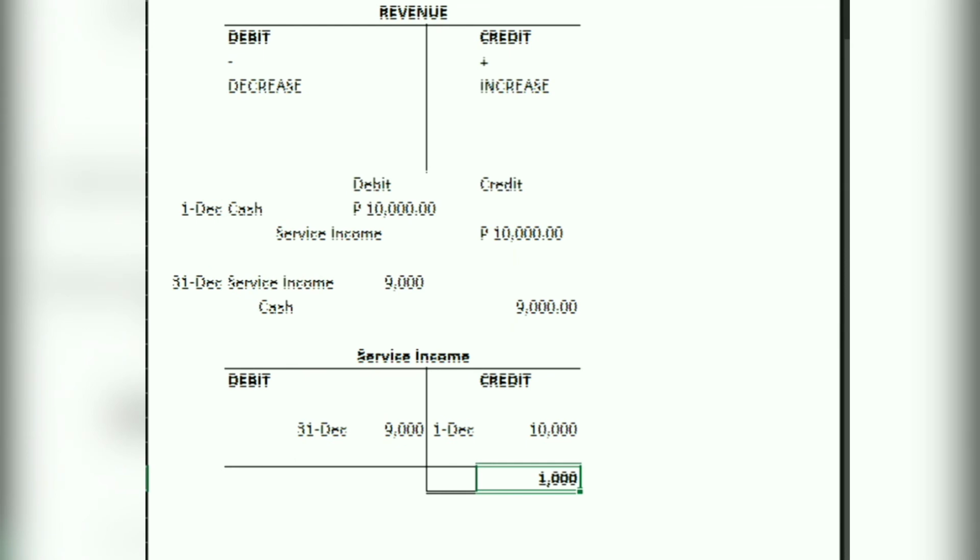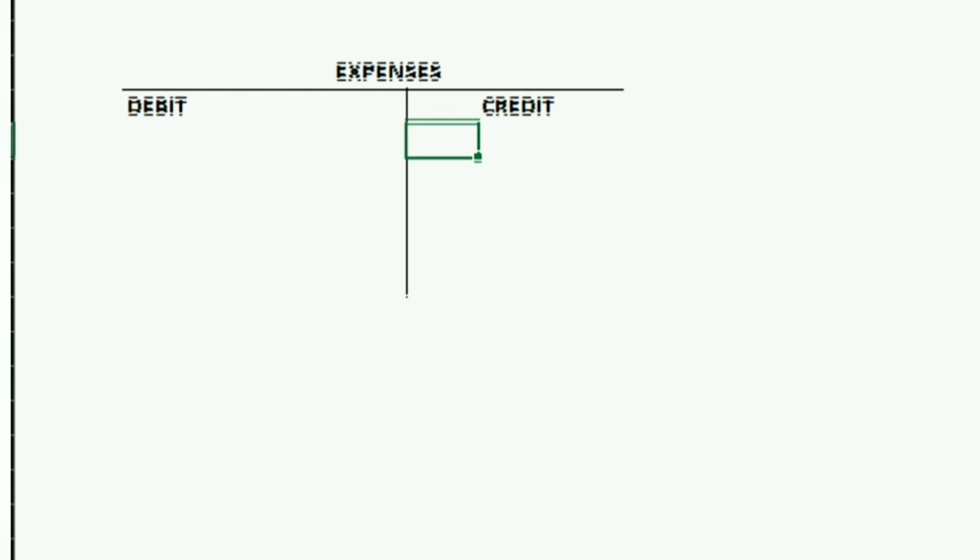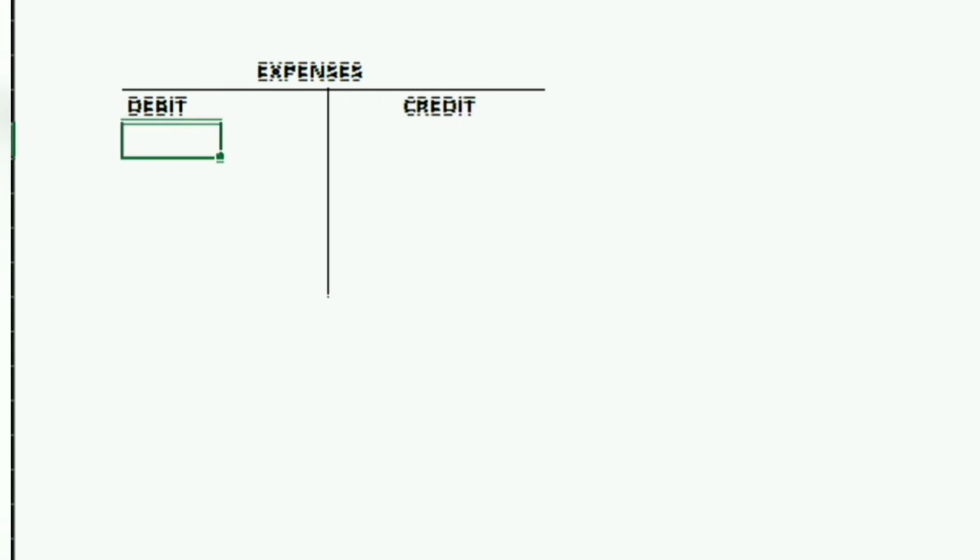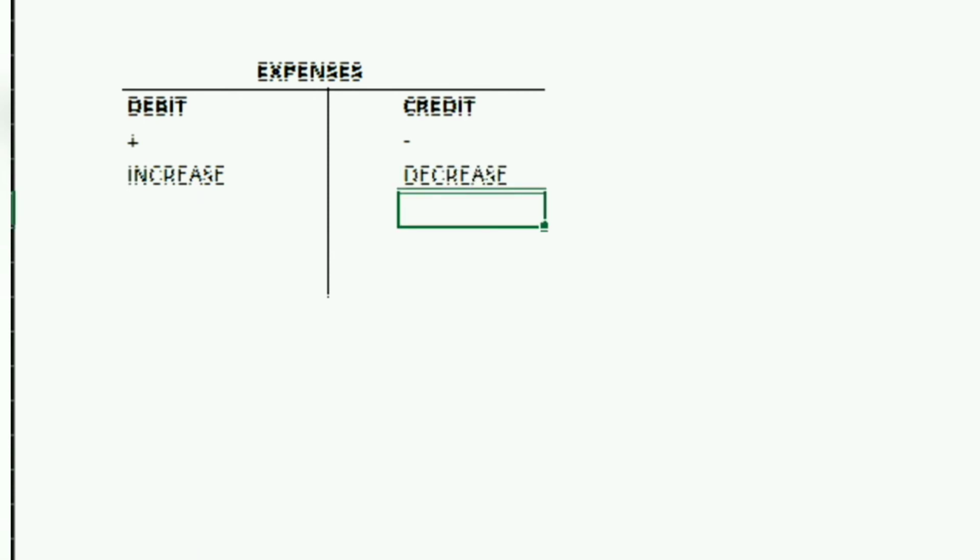Okay. Let's proceed to the rule for expense account. Yan. So, si expense, kabaliktaran naman siya ni revenue. So, kanina, ang normal balance ni revenue is credit. So, now, expenses, yung normal balance ni expenses is debit. So, this is a plus, increase, and obviously, yung kabaliktaran niya na credit is minus and decrease.